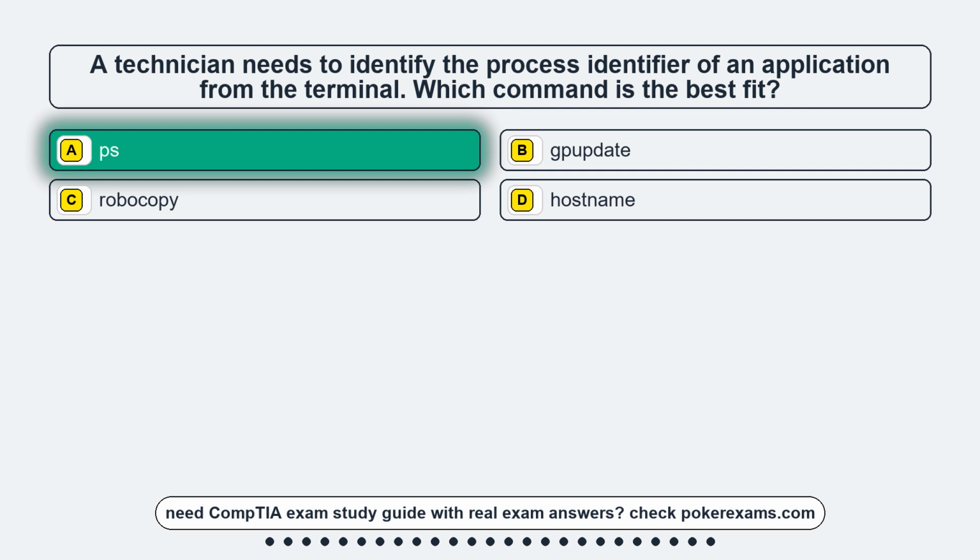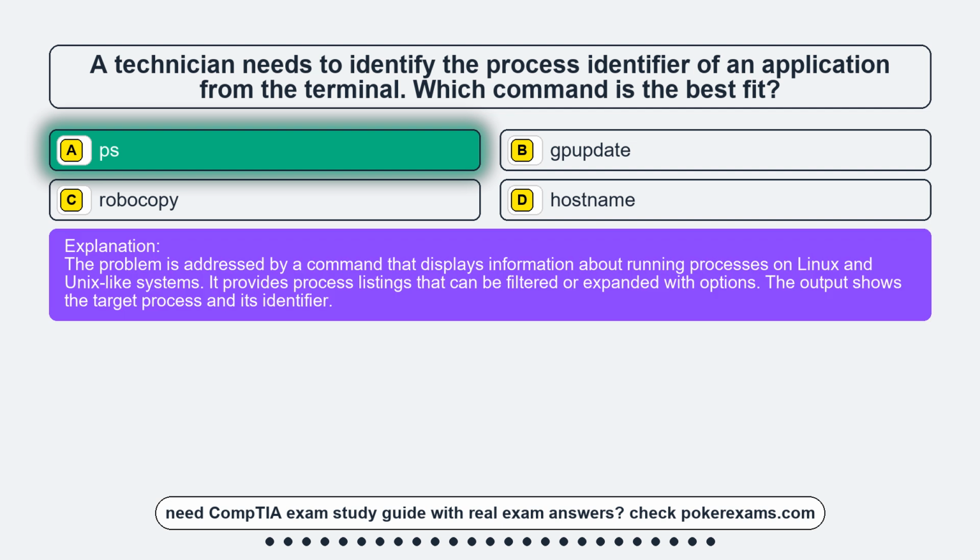The correct answer is option A, PS. The problem is addressed by a command that displays information about running processes on Linux and Unix-like systems. It provides process listings that can be filtered or expanded with options. The output shows the target process and its identifier.